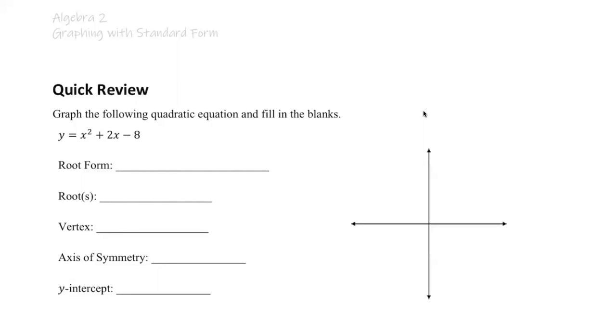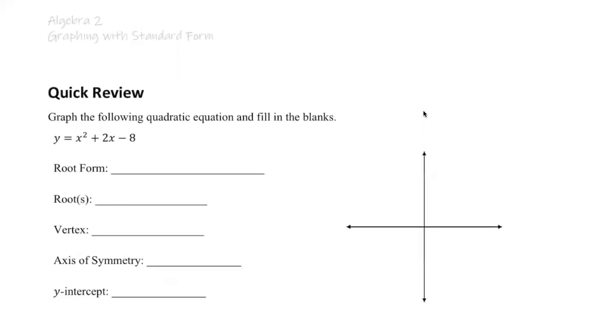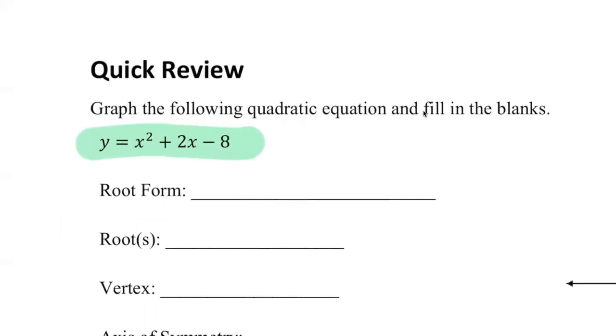All right, to start today's lesson, we'll go ahead and do a very quick example, something that we did earlier in this unit. So we look at this equation right here: y equals x squared plus 2x minus 8. Now, whenever we see something like this, we are going to contemplate the possibility of factoring. We're going to think about factoring.